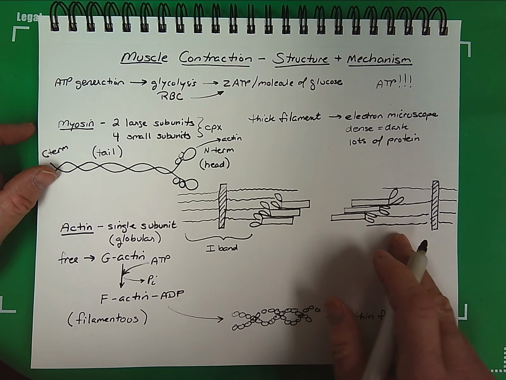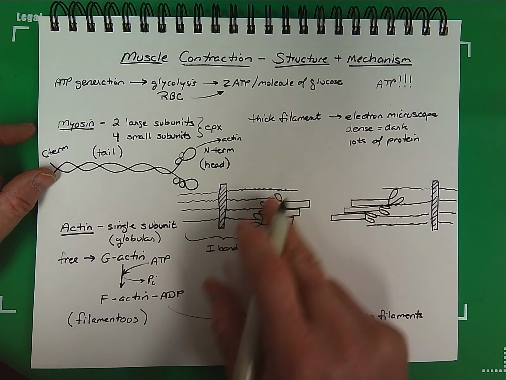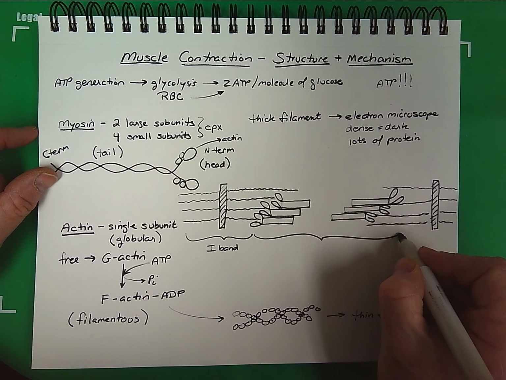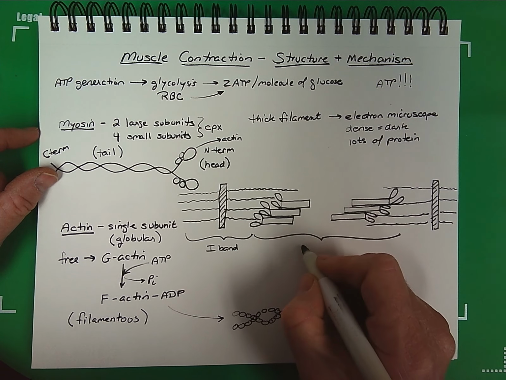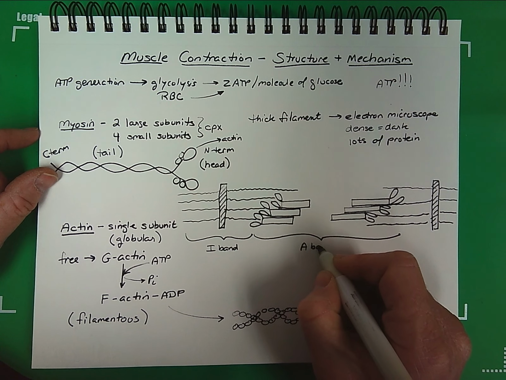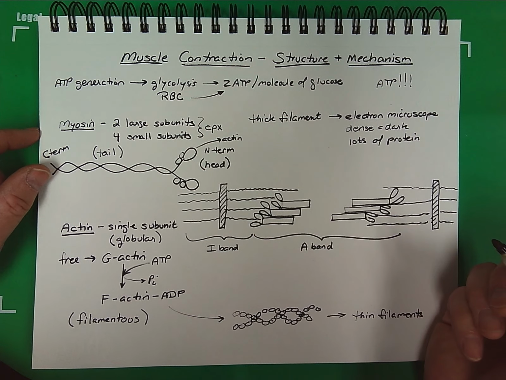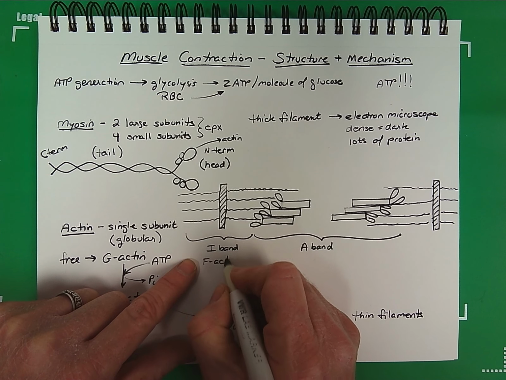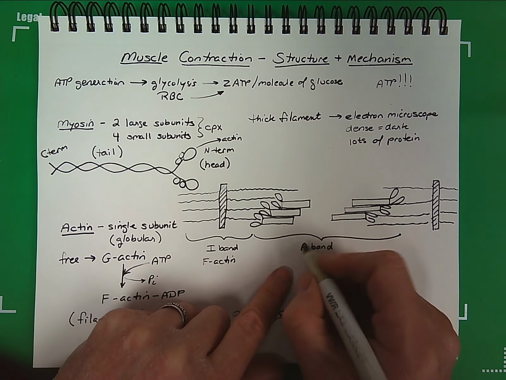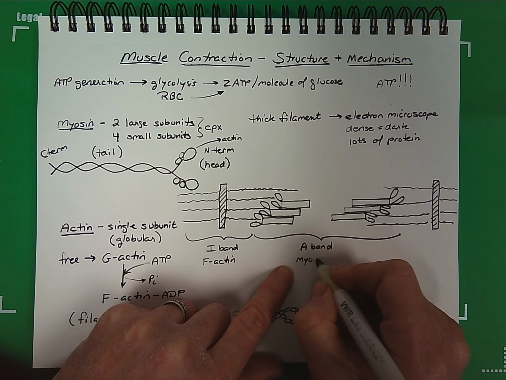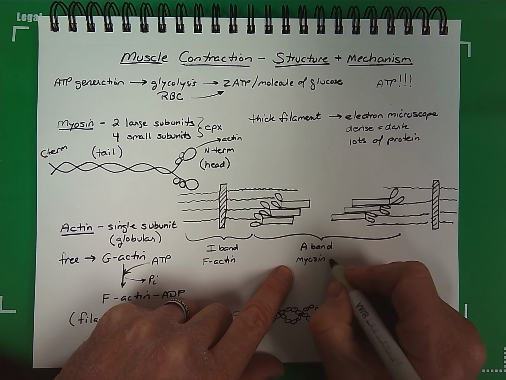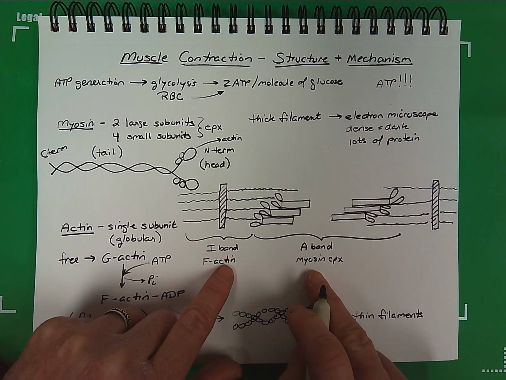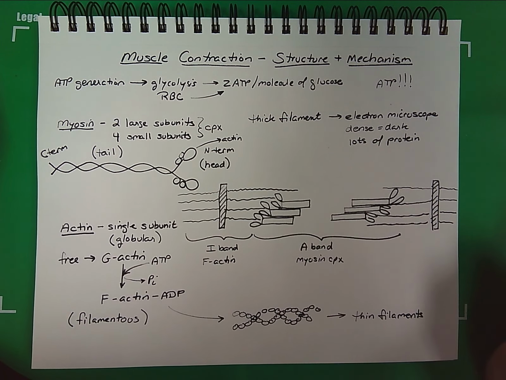The central portion, where it's predominantly thick filaments, will be more electron dense. This region is called the A band. So the I band pretty much corresponds to the F-actin thin filaments. The A band is the myosin complexes, which is the thick filaments, thin and thick, giving the different electron densities.